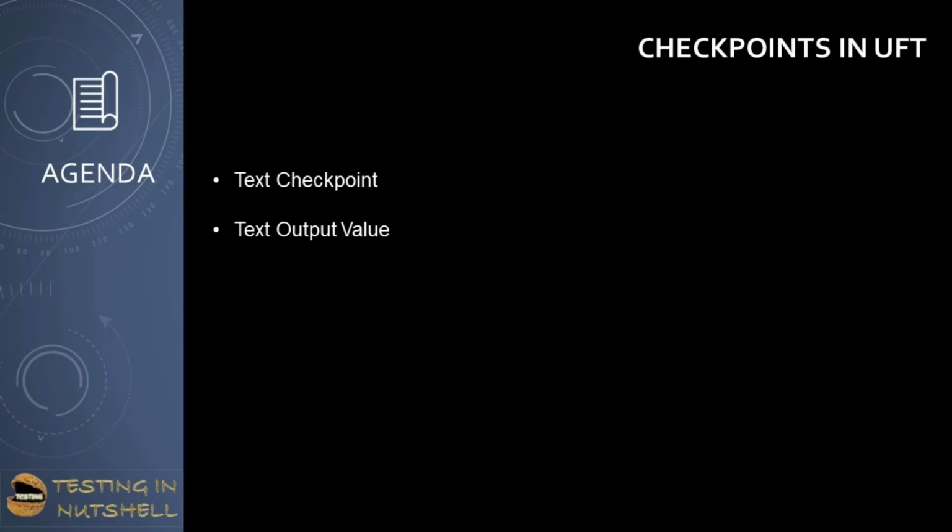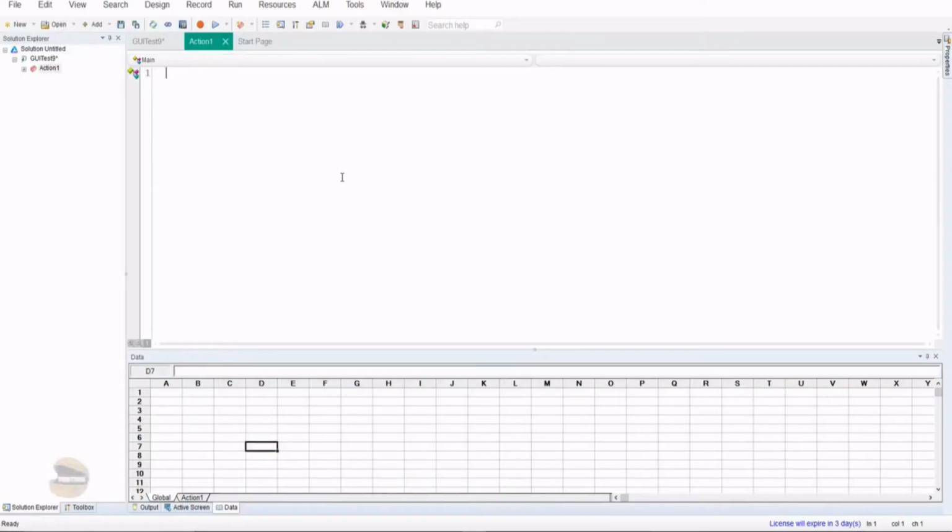As a part of this tutorial, we'll be moving ahead with checkpoints and getting into understanding of what is text checkpoint and what is text output value. In our previous tutorial, we have worked on the standard checkpoint where we can actually check any object's multiple properties at the same time. Standard checkpoint is also called a universal checkpoint which can be applied on any type of object. But when it comes to text checkpoint, we can only target the text area or the text boxes which contain a text value to be exported or verified at runtime.